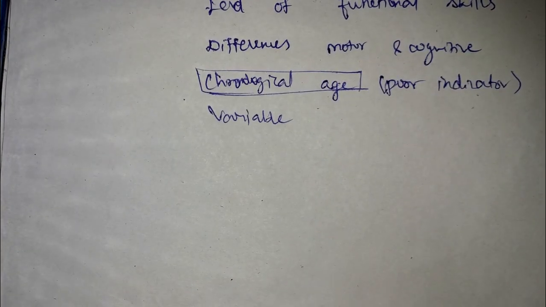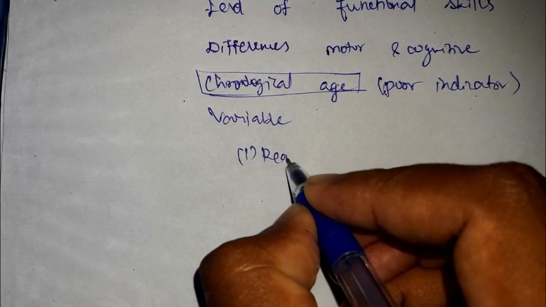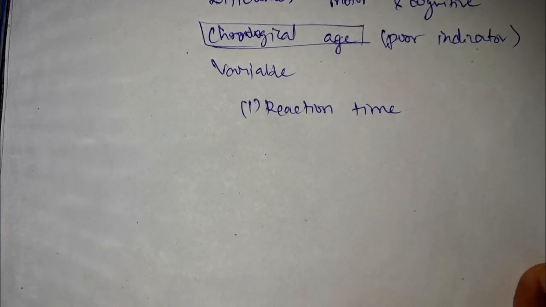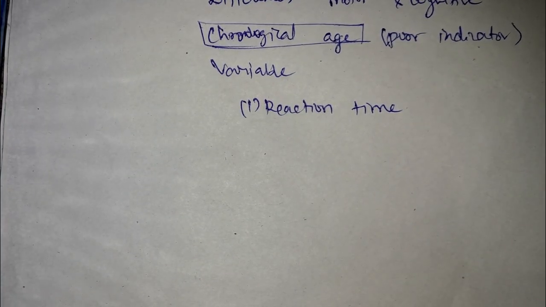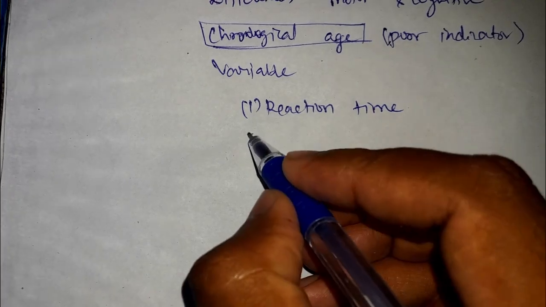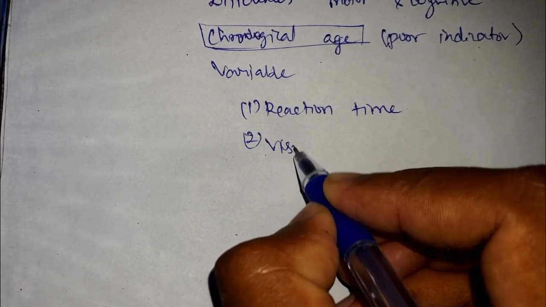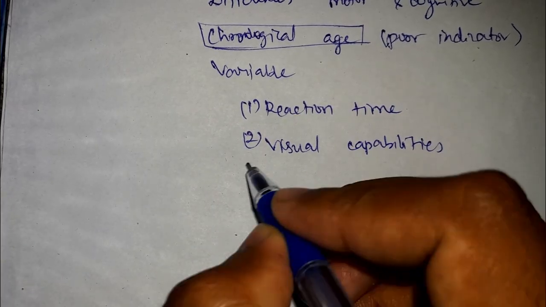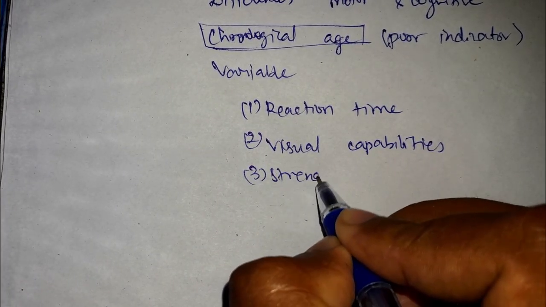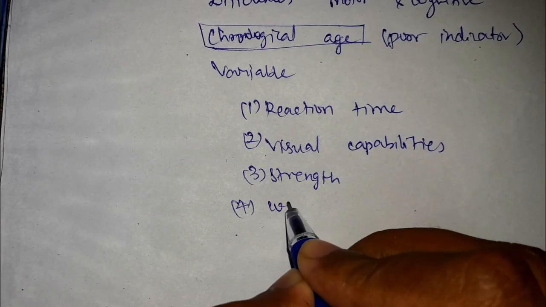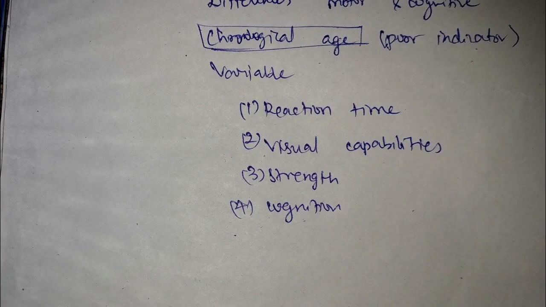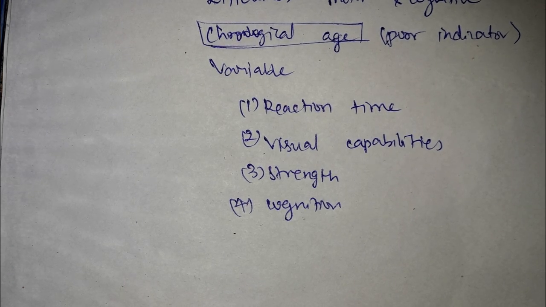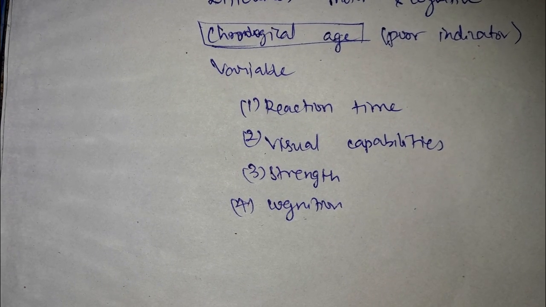Some examples of the variables. Start with reaction time. For the geriatric client, if we are giving one command, what is the reaction time of their brain? That is one variability. Then visual capabilities: some persons may have blurred vision. And muscle strength, and cognition. These variabilities we are going to note, and by these, the principles of rehabilitation are used. So this is the first principle.